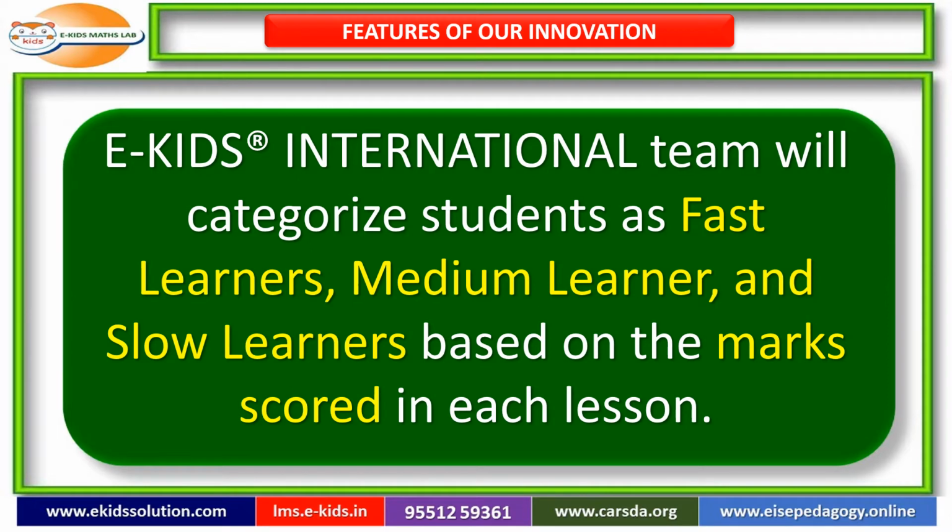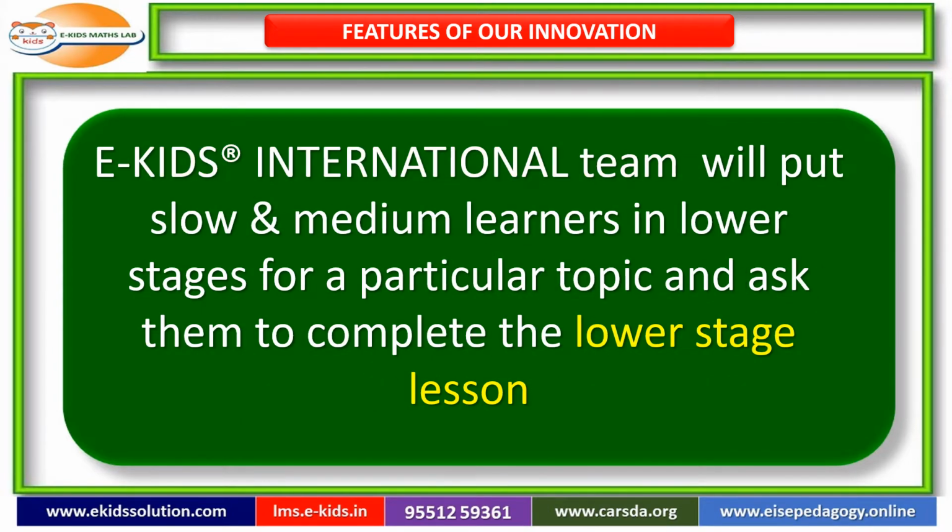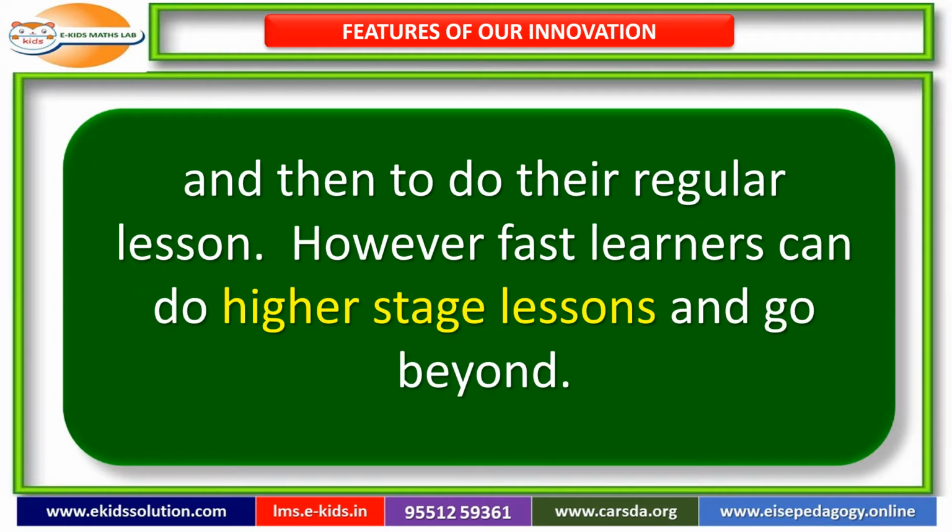eKids International team will categorize students as fast learners, medium learners, and slow learners based on the marks scored in each lesson. eKids International team will make a different strategy plan for each category of learners and, if necessary, provide a different curriculum in order to bring consistency among them. eKids International team will put slow and medium learners in lower stages for a particular topic and ask them to complete the lower stage lesson, and then to do their regular lesson. However, fast learners can do higher stage lessons and go beyond.